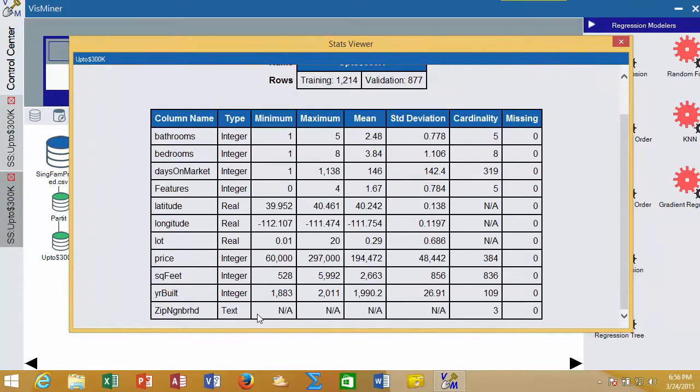And then we have neighborhoods. These are neighborhoods that tend to be higher priced and lower priced and so forth. So there's a lot of diversity in here, even within this up to $300,000 price range. And if we're able to break this down to subpopulations, it should be helpful.